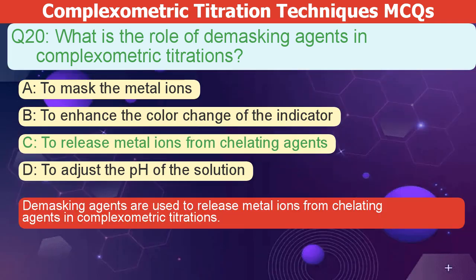The correct answer is C. Demasking agents are used to release metal ions from chelating agents in complexometric titrations.